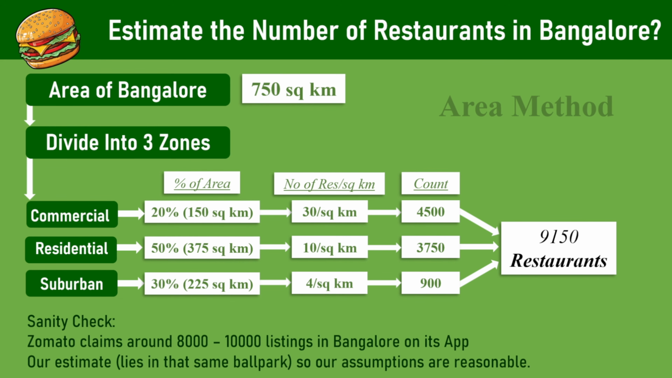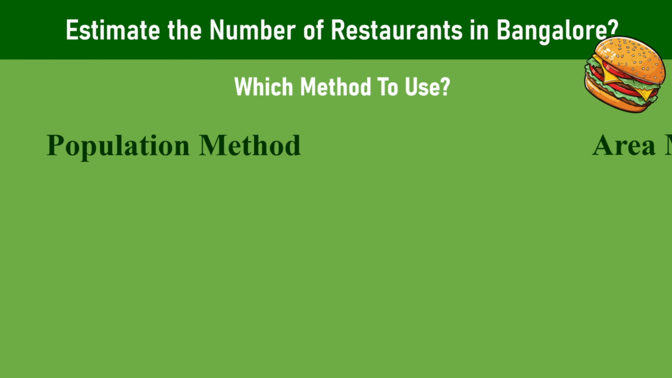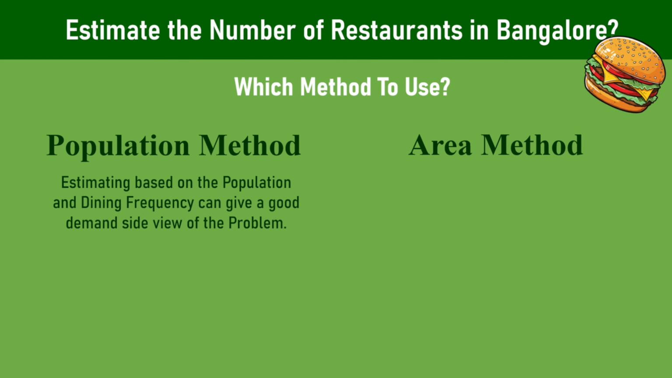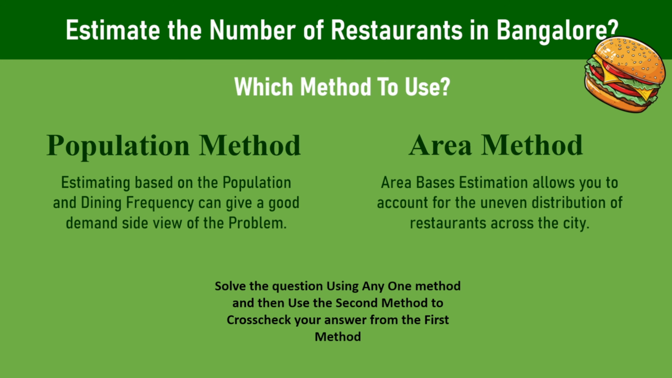Now that we have seen both these methods, the question is which method should be used when solving the question in front of an interviewer, the population method or the area method? Well, both have their advantages. The population method allows you to estimate based on customer demand and behavior, which shows how customers think and how it affects calculations. Whereas the area method is more robust in the sense that it shows the restaurants are unevenly distributed around the city and gives a realistic view of their presence. So my suggestion would be use any one method to solve the question and then use the second method to cross-check your answer if the interviewer asks you to do so.